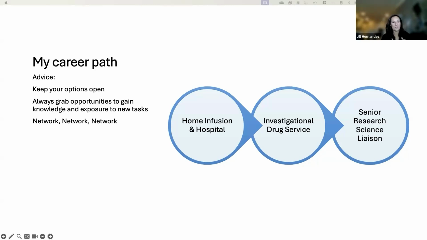The one thing that really stood out for me as a candidate for this job was that I had experience working at a clinical site in research, and I worked on a ton of therapeutic areas.